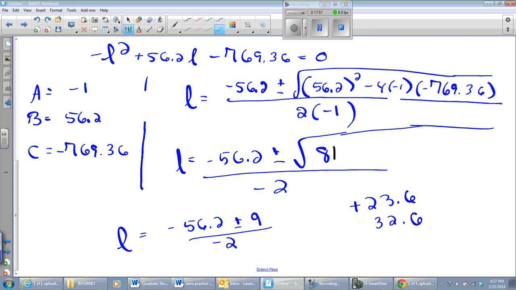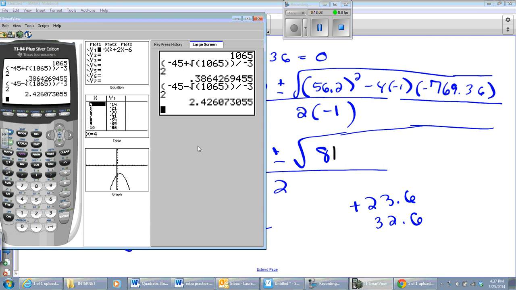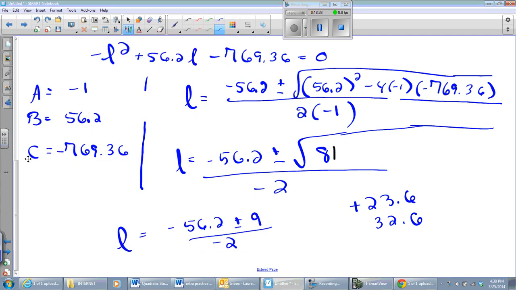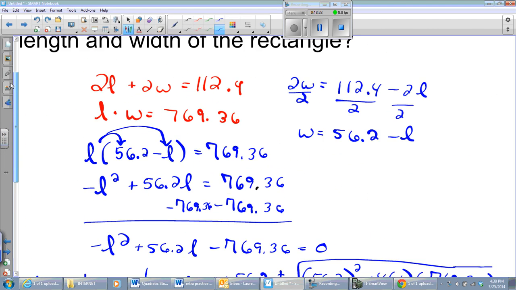Well, check this out. What happens if I multiply 23 and 6/10 times 32 6/10? I get 769 and 36. Isn't that the area of the original problem? Yeah, I've got my two solutions.